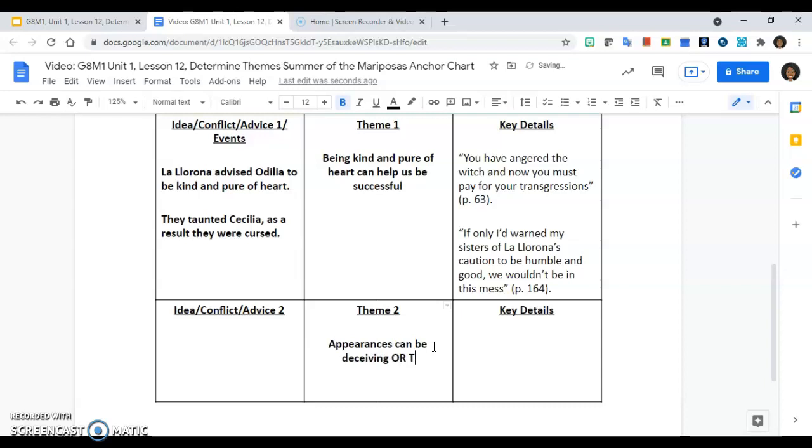Or if you want to think of it as things are not always what they seem. Now, what I want you to do is remember, go back first to this box and look at conflicts or advice or events that happen that support the theme. And then once you find those events, go back into your book and get direct evidence. That means take something directly from the text and pull that page number as well when you write it down.